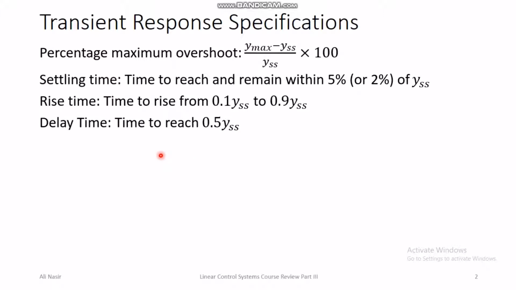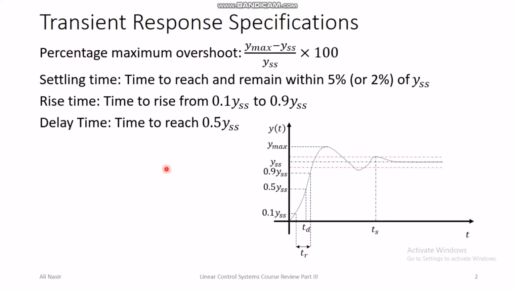In LTI systems we assume 0 initial condition, so you start with 0, and the time to go from 0 to 50% of the Y steady state is the delay time.